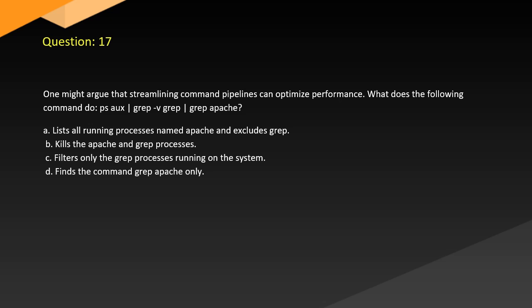Question 17. One might argue that streamlining command pipelines can optimize performance. What does the following command do? ps aux | grep -v grep | grep apache. A, lists all running processes named Apache and excludes grep. B, kills the Apache and grep processes. C, kills only the grep processes running on the system. D, finds the command grep Apache only.